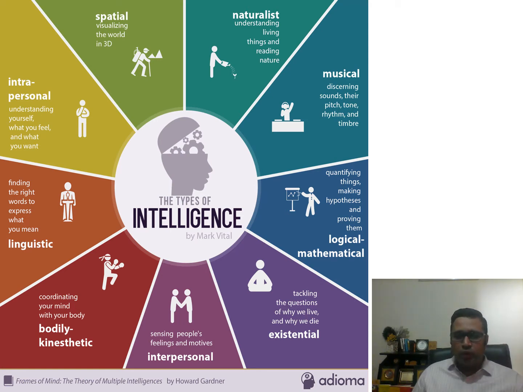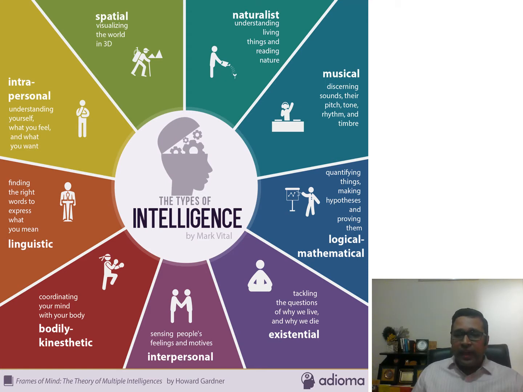Naturalistic, we will focus on to a certain extent, but existential and moral, we feel that at the foundational stage they are not that important. So at this stage of the educational cycle, they need not be discussed in that much detail. So coming to the various kinds of intelligences, spatial intelligence is about visualizing the world in 3D, and it leads to a different kind of profession, maybe an architect or an engineer. Similarly, naturalistic is understanding living things and reading nature.